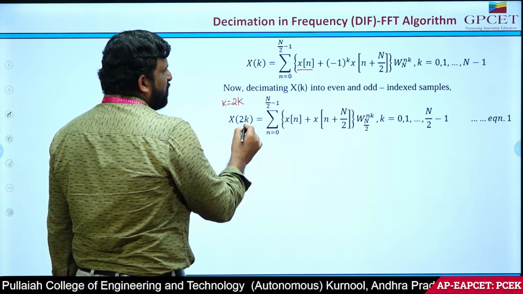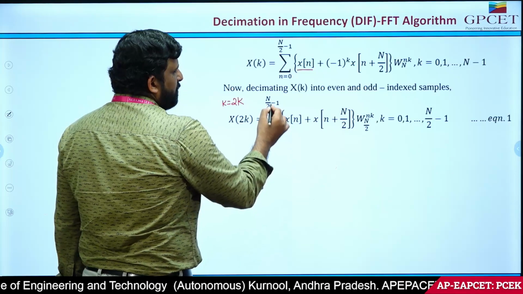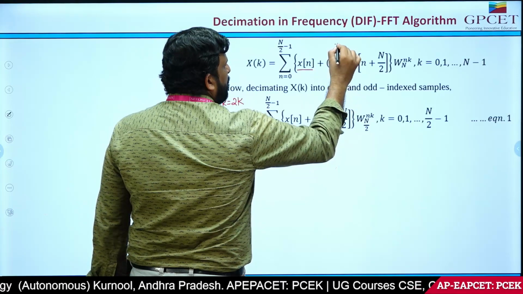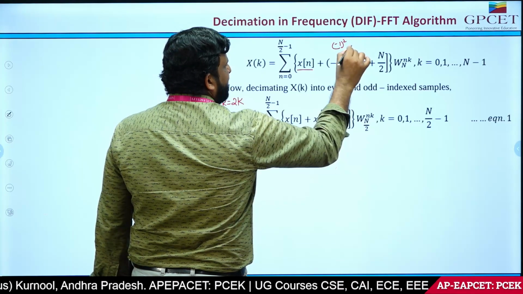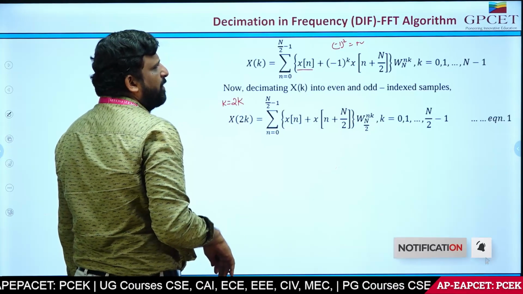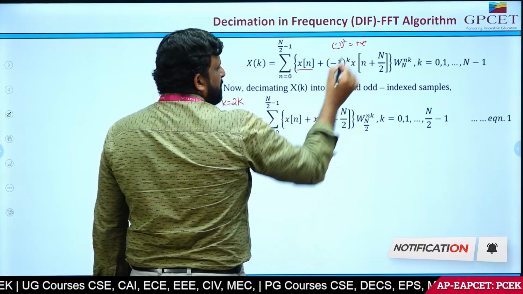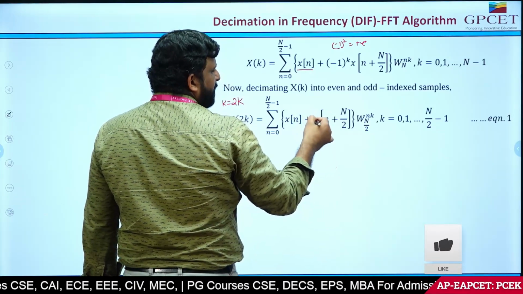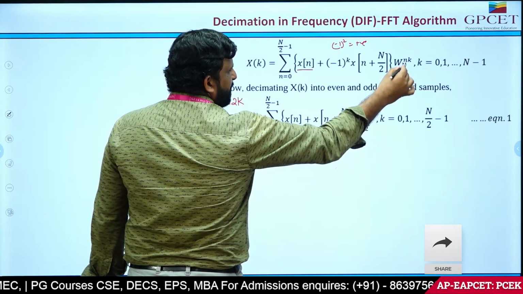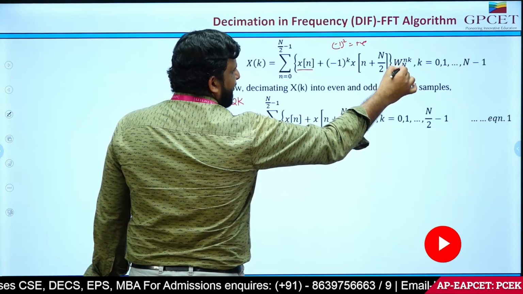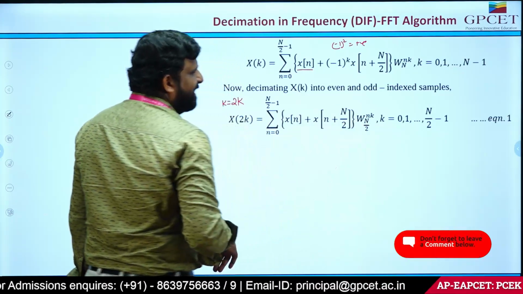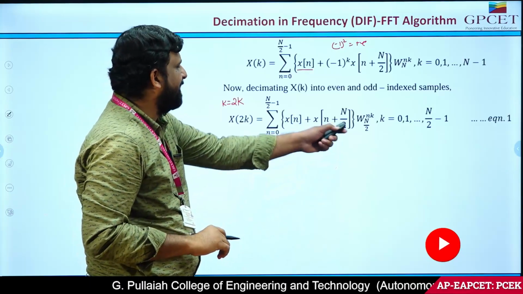For that I am writing X of 2k is equal to summation n equal to 0 to N by 2 minus 1 of x of n plus this minus 1 to the power of any even power, we can get as a positive term. We know that minus 1 to the power of any even power will be positive. So instead of minus 1, it will be converted into a plus symbol. Then x of n plus N by 2 and W, according to the symmetry property, N by 2 can be written as N by 2 into nk. Fine, so this is the even indexed samples, and let it be the first equation.